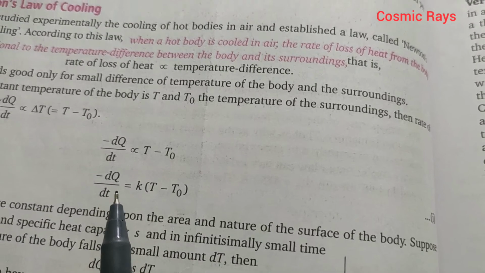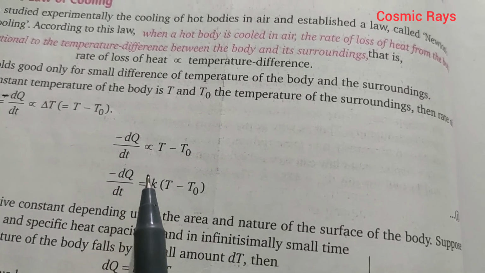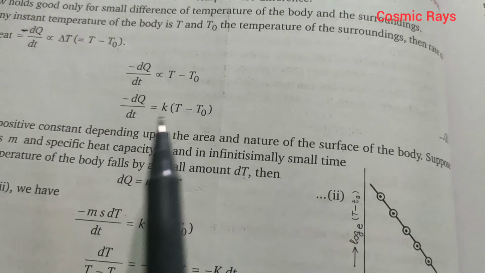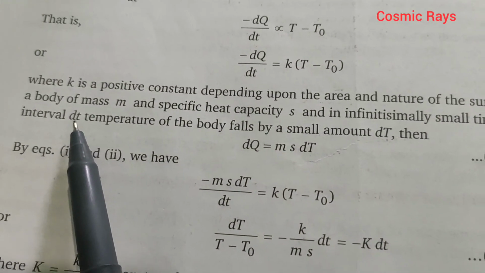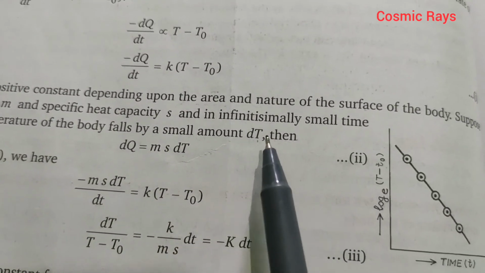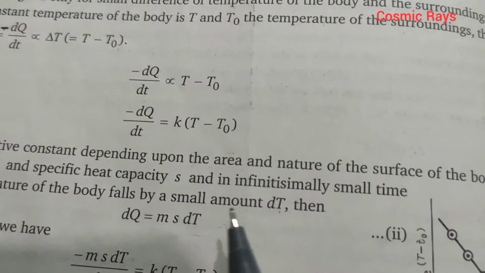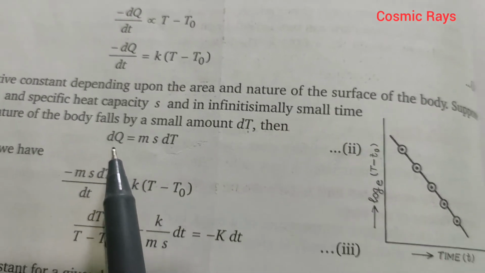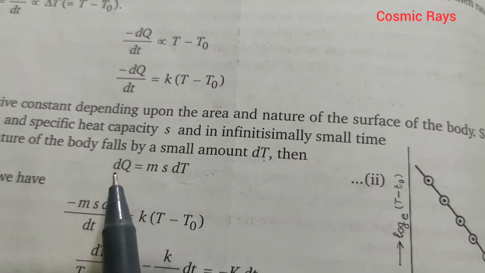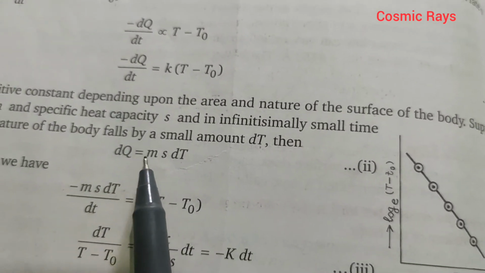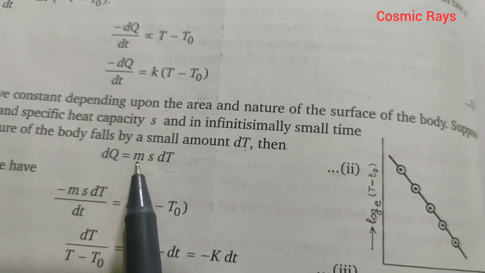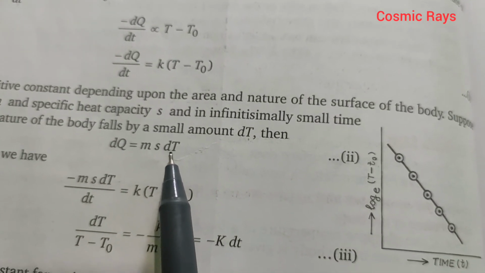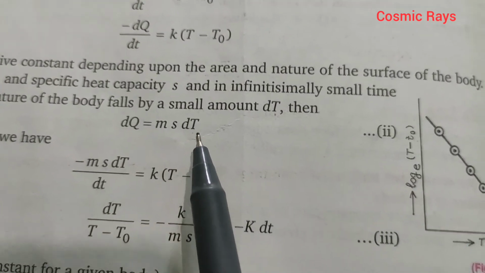Now for a small amount of time, if we assume that the fall in temperature is dT for a small time interval, that small time interval will be denoted as d small t, and the temperature of the body falls by the amount d capital T. Then by using the specific heat formula, which states that Q equal to m s T, so for small time the heat loss will be very small, so that very small heat loss will be denoted as dQ is equal to m, that is the mass of the substance, multiplied by the specific heat of the substance, multiplied by the dT, that is the temperature or fall in temperature.